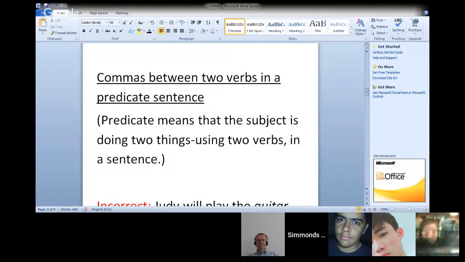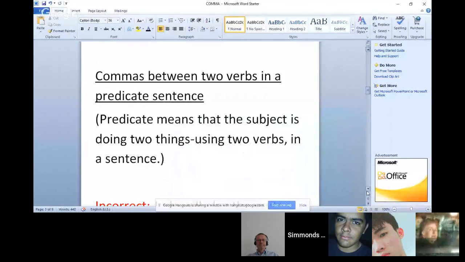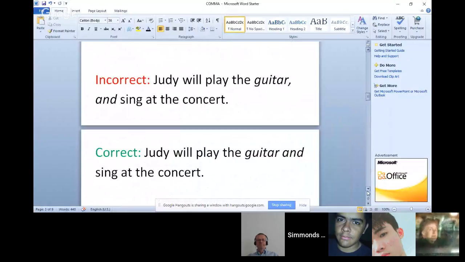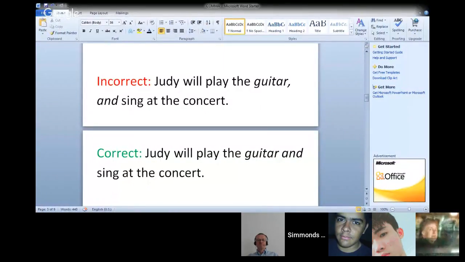All right. So in order to understand this better, I think what we'll do is just move down here. And Mr. Thomas, it's your turn to go ahead and read these sentences. And this is basically what you're talking about. So Judy will play the guitar and sing at the concert. And I don't think that is possible. Right. Yeah, oh yeah, it says it correct. Sorry. I should read what it says.